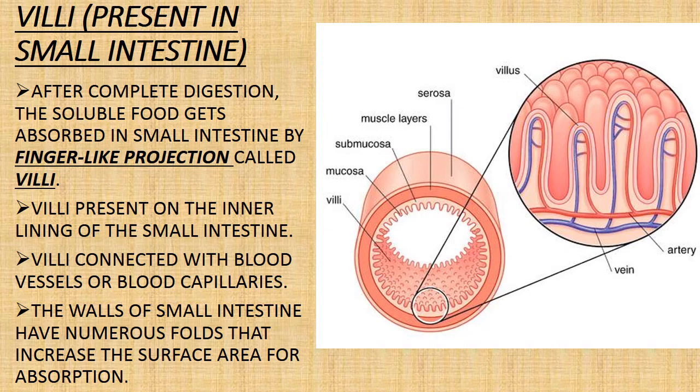Then we have discussed absorption of food, and the small intestine, as the process of digestion is completed in the small intestine. And then we have discussed villi, which are connected with the blood capillaries, and they circulate all the nutrients all over the body.